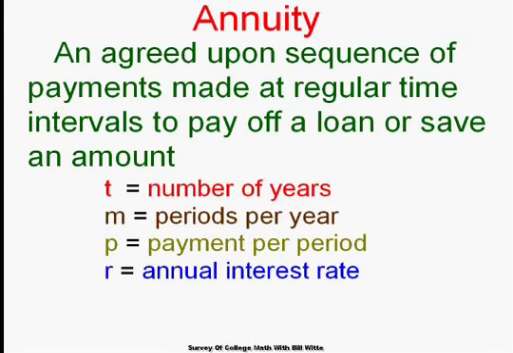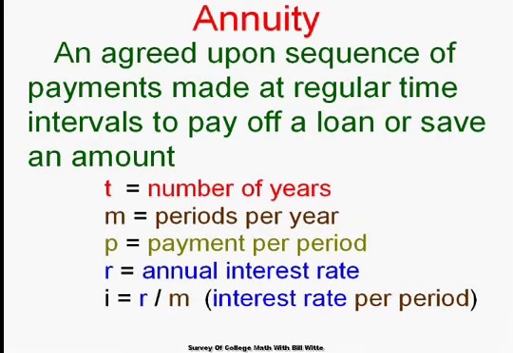And R, we worked with before, that's our annual interest rate. That's the rate that you would get per year, not per period, not per month, for instance. Well, so we have a new letter here we're going to call I for interest. Now, R is the annual interest rate. I is that annual interest rate divided by the number of periods per year. So, I guess I, you could say, is the interest you get per period, right?